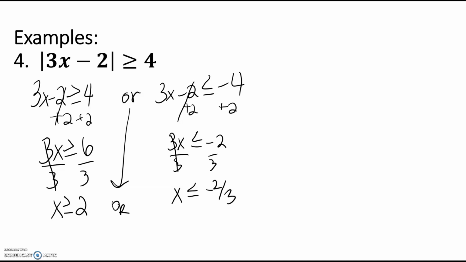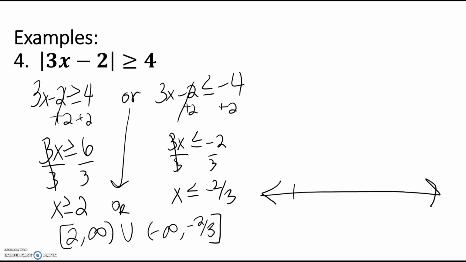Think about how we wrote this in interval notation. For x is greater than or equal to 2, that looked like bracket 2 to infinity, or was where we had that union, that big U. And our other inequality, x is less than or equal to negative 2/3, is negative infinity all the way up to negative 2/3 with a bracket.